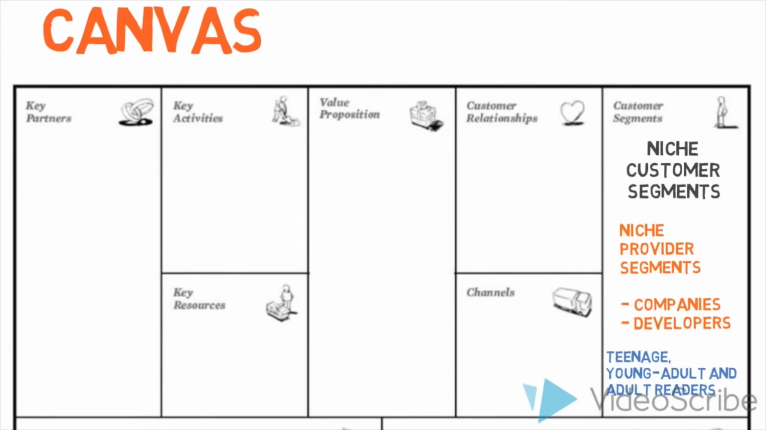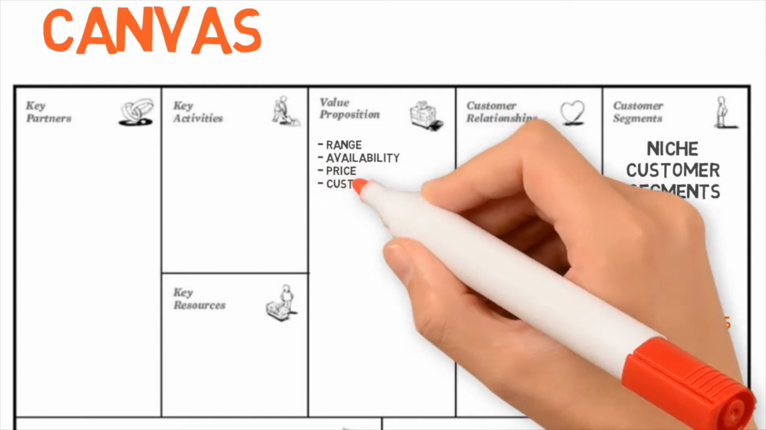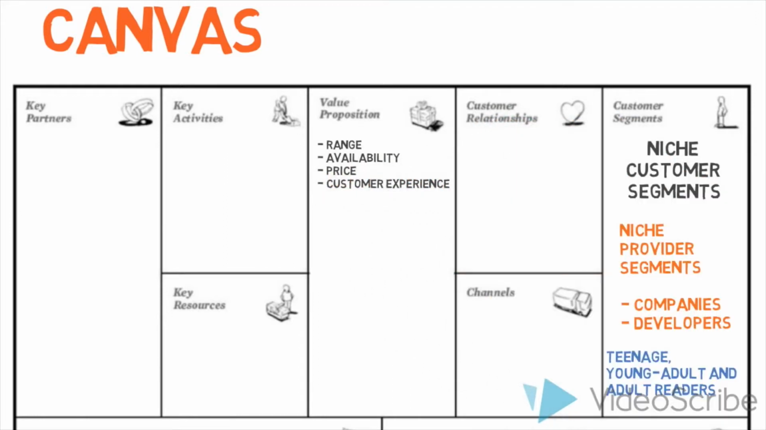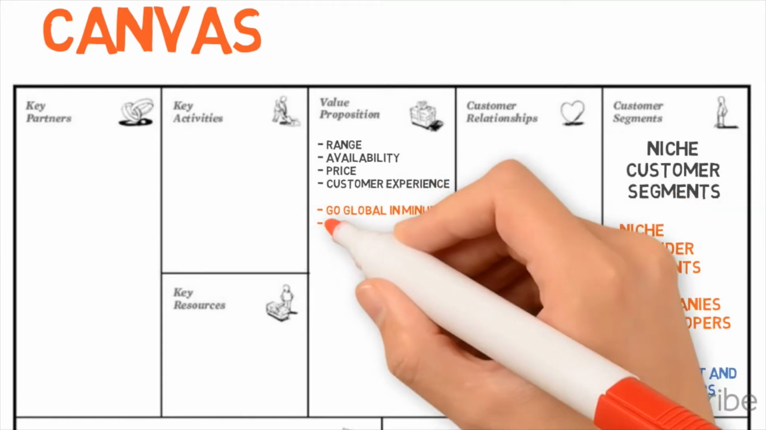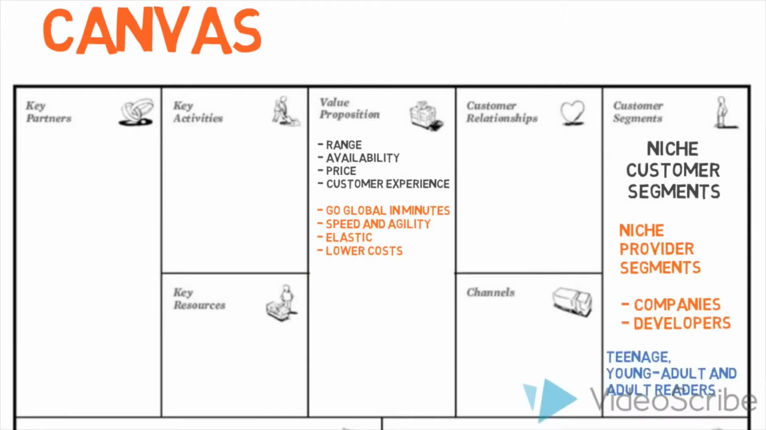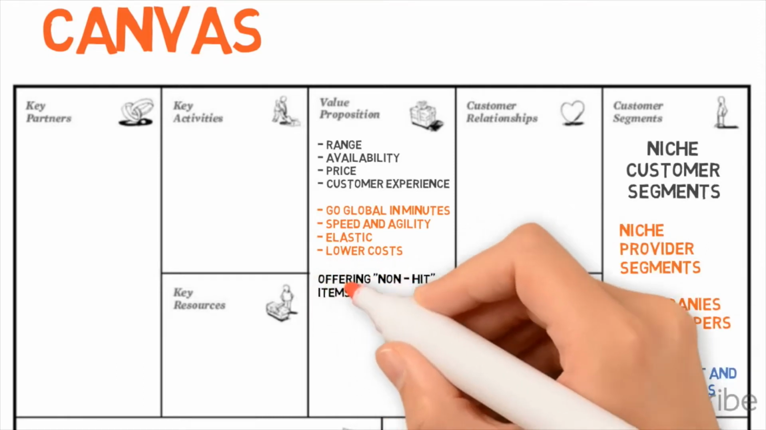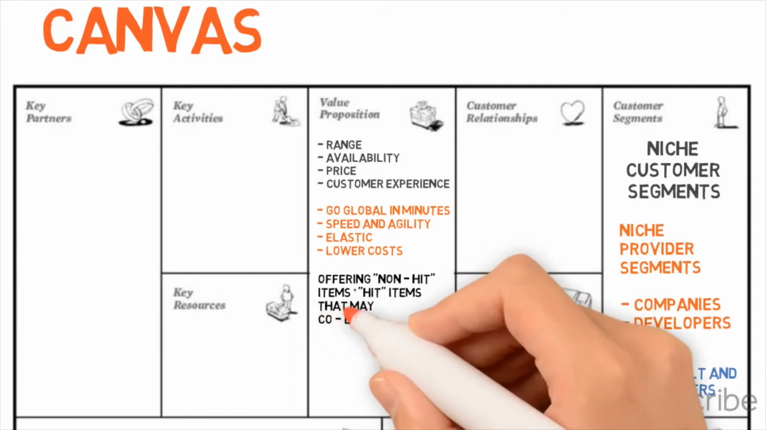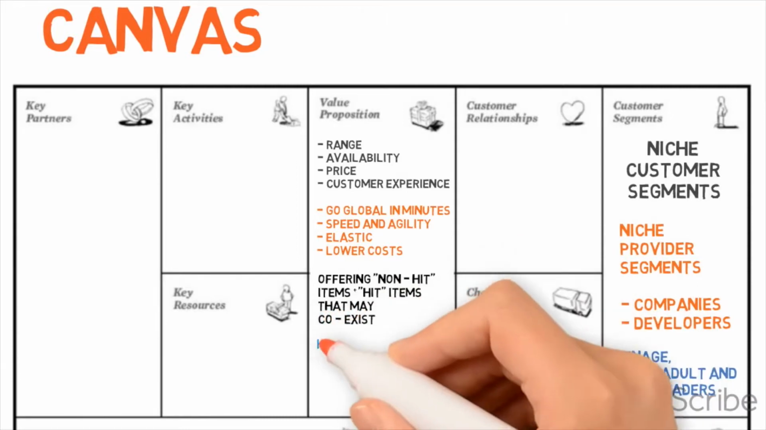Value propositions describe the bundle of products and services that create value for a specific customer segment. We must emphasize Amazon's wide range of products, its availability, the price, and the customer experience it offers. Just as its vision states, it allows customers and providers to go global in minutes. It offers speed, agility, and elasticity. It allows non-hit items and hit items to coexist in a unique site. Regarding Kindle, it offers a unique performance.